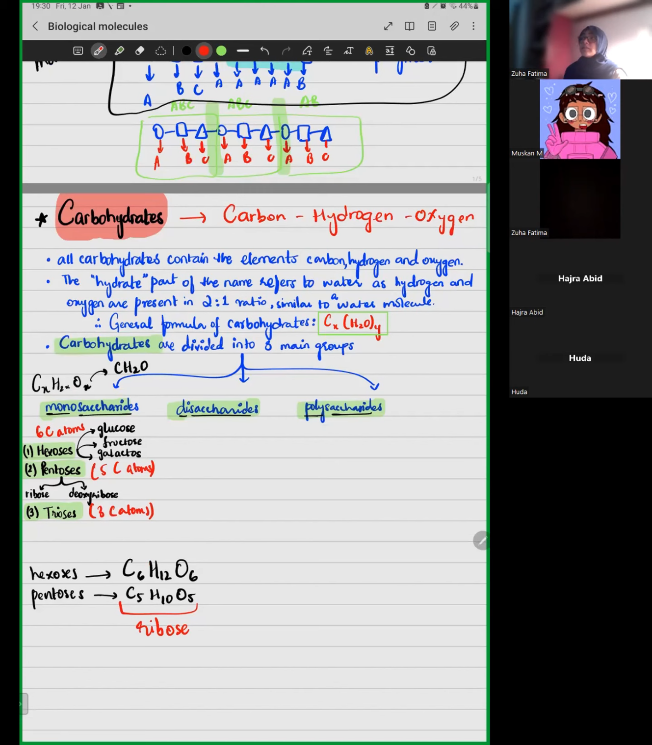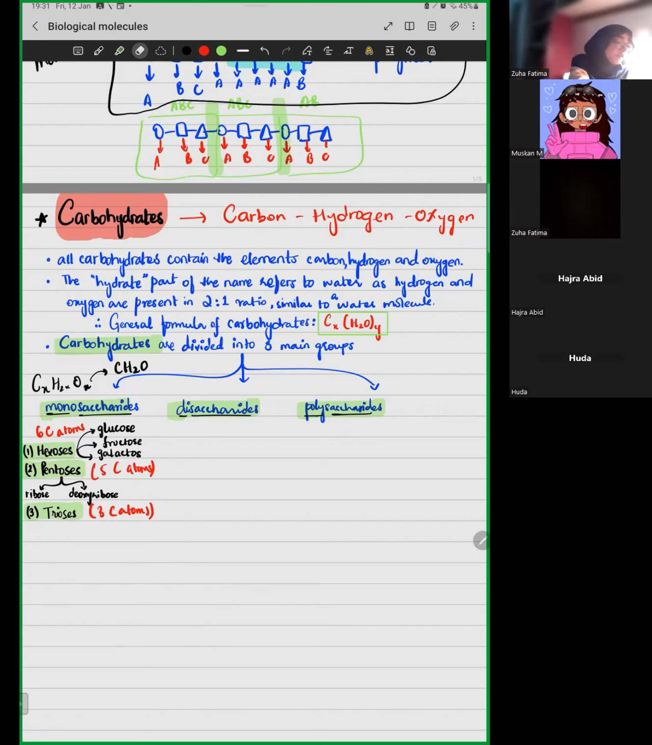Just like we say oxygenated blood and deoxygenated blood, and the oxygen content of deoxygenated blood is less than the oxygen content of oxygenated blood. Similarly, because there is one oxygen atom less in deoxyribose, we say that it is a deoxygenated form of ribose. Why? Because it has one oxygen atom less. So for deoxyribose, our formula would be C5H10O4. This is your deoxyribose. Okay, any questions so far? Anything that you guys want to ask?